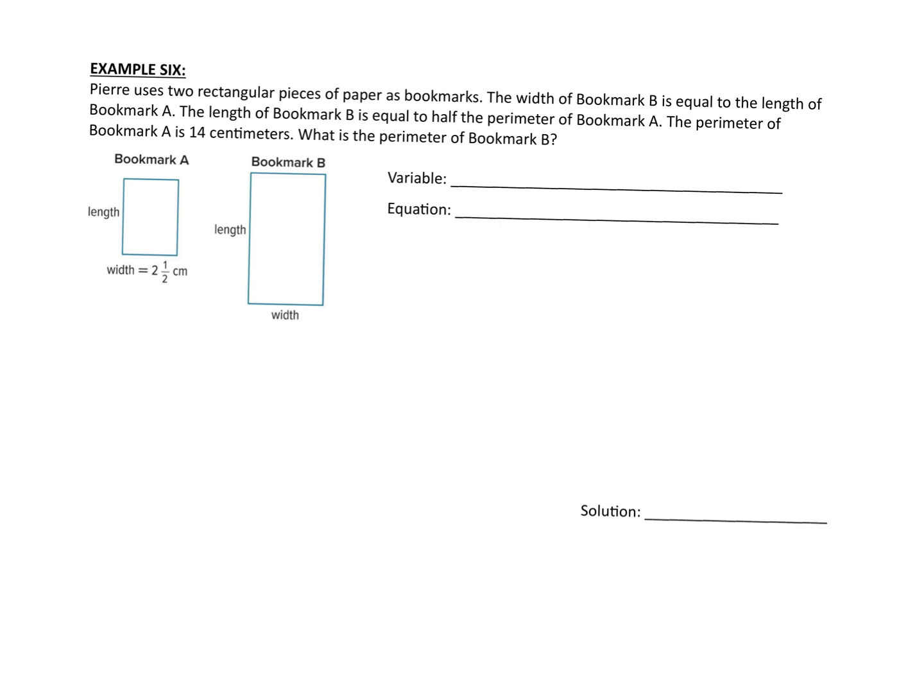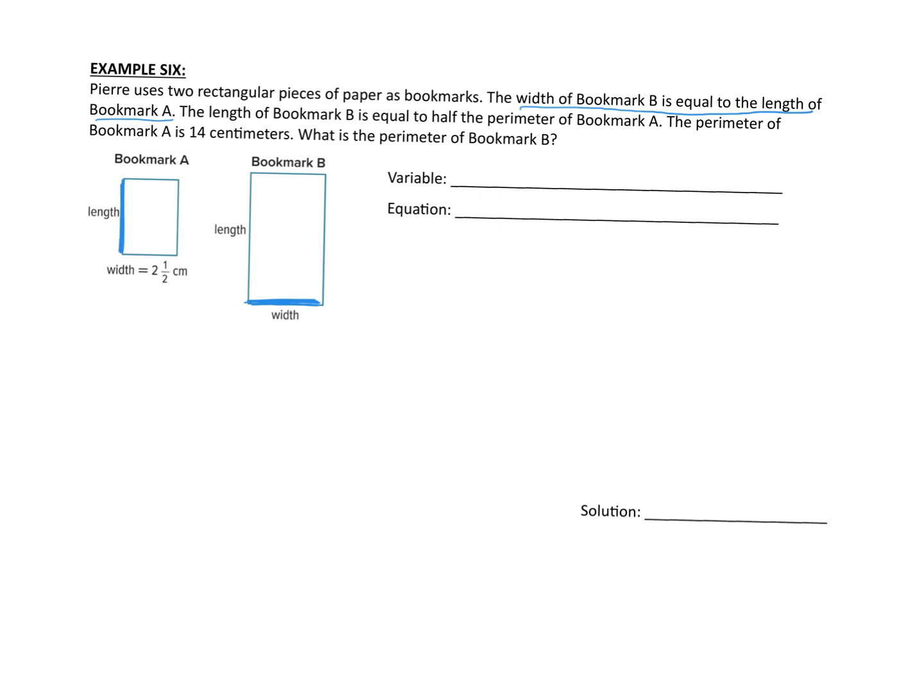All right, we have one more problem. It says Pierre uses 2 rectangular pieces of paper as bookmarks, and you can see that they have those drawn. It says the width of bookmark B is equal to the length of bookmark A. So the first thing I see is the width of bookmark B, that's right here, is equal to the length of bookmark A.